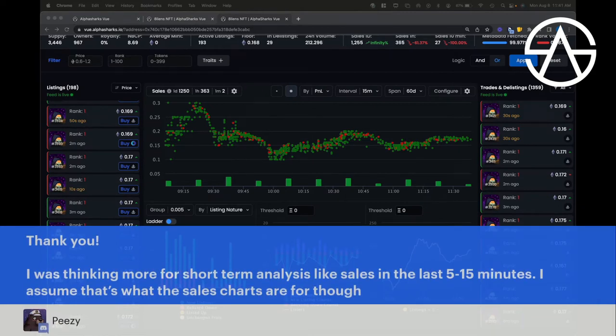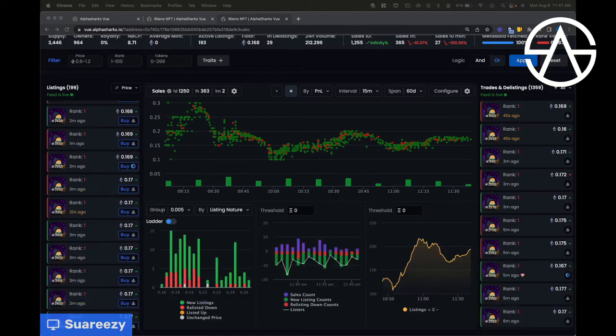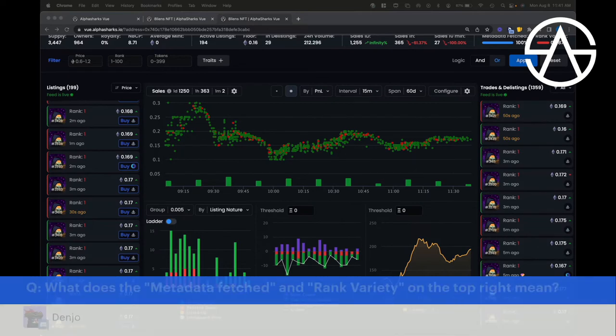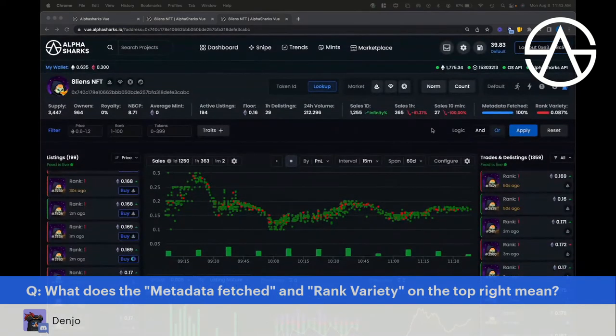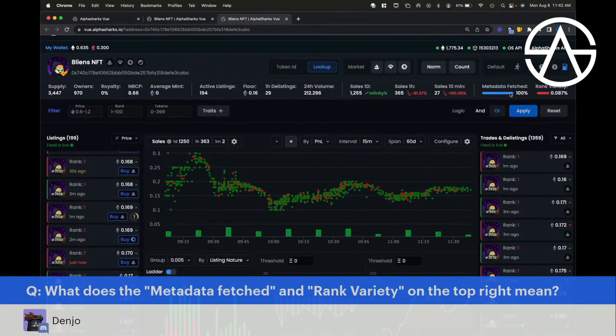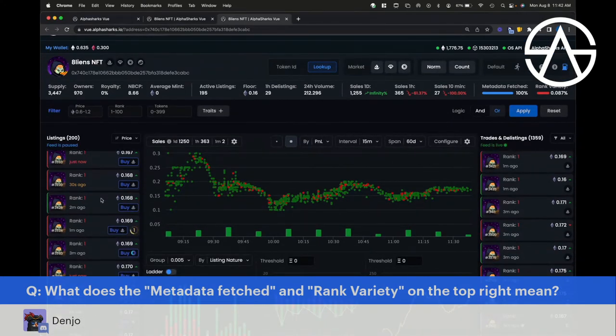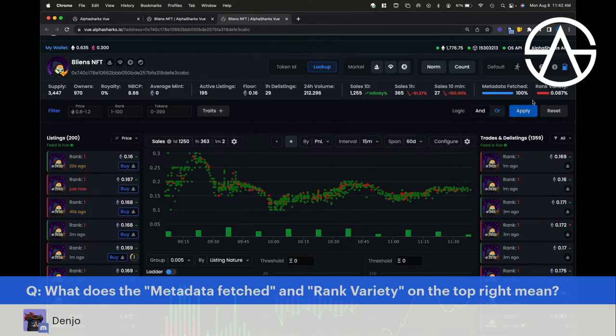Thank you. I was thinking more for short-term analysis, like sales in the last 15 minutes, and I assume that's what the sales charts are for. Yes, 100%. Yes, it is the block. Cool. Flat asks, what does the metadata fetch mean and rank rarity mean in the top right? Metadata fetch: it's saying that we have pulled all the metadata from the project itself.